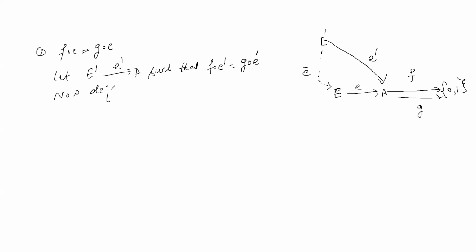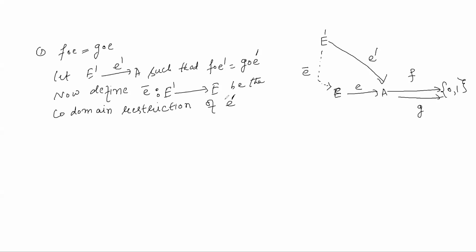Now define e bar from E dash to E as just the codomain restriction of e dash. It is unique clearly, and it also makes this diagram commute. That is, actually you are saying that e bar of a equals e dash of a, where e dash of a is belonging to E. So then clearly this e bar is a unique map making this diagram commute.